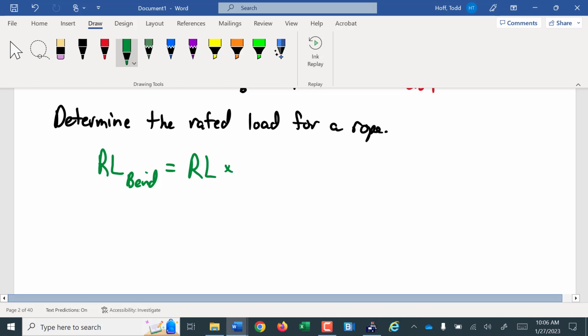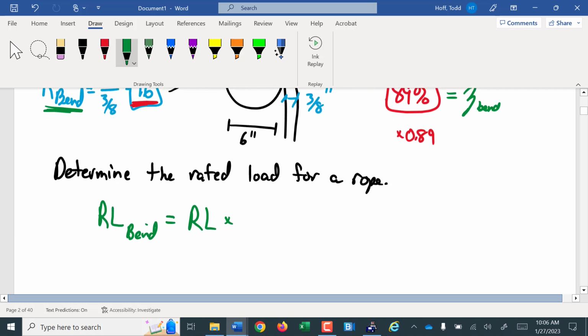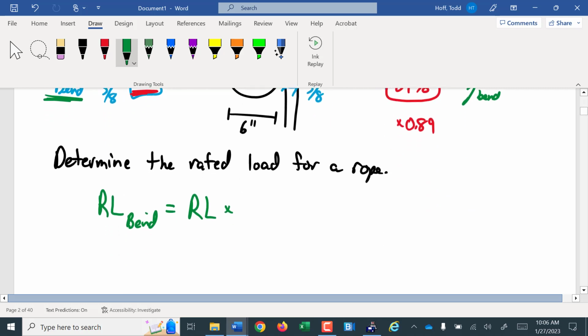Now, the symbol that is used in a lot of formulas for bending efficiency, up here we said, this is the bending ratio. This 89% or 0.89 is the bending efficiency. It looks almost like a script Z. It's actually the Greek letter eta. And that is the bending efficiency, or that percent from the chart. So our rated load after bending is this full rated load times that bending efficiency.